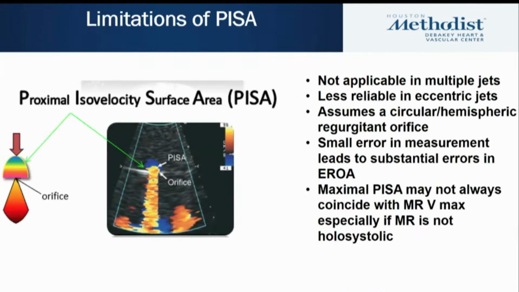However, this method is not without limitation. It's not applicable when you have multiple jets. It's less reliable in eccentric wall-hugging jets. And again, it assumes that your regurgitant orifice is circular or hemispheric. Any small errors in measurements of your radius can lead to significant errors in your determination of the effective regurgitant orifice. And your maximal PISA might not always coincide with your maximal velocity by continuous wave Doppler, if it's not holosystolic, like in the cases we've seen earlier.